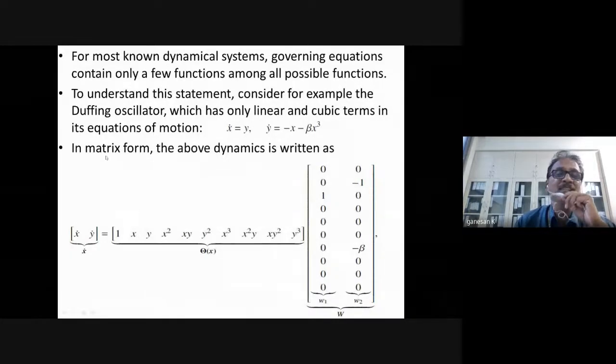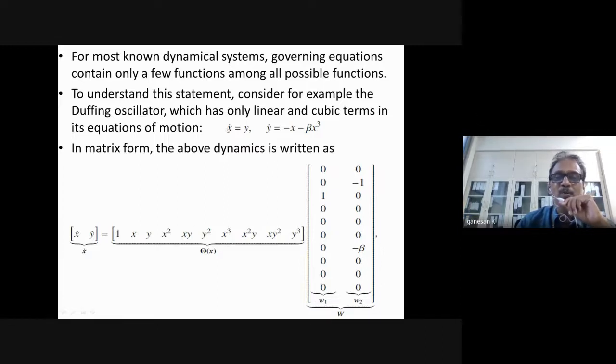Now let us take an example here, a typical case study. We take the Duffing oscillator. It has a cubic nonlinearity with a parameter beta attached to it. It's a two-degrees-of-freedom, or two-dimensional, system, with x dot and y dot. Now I can write it in matrix form in the following way.